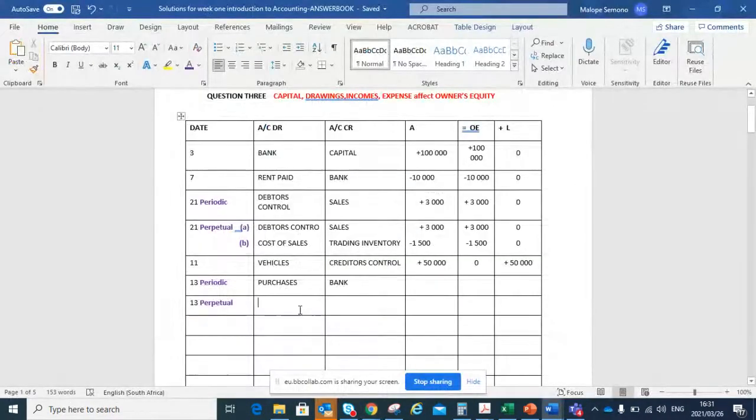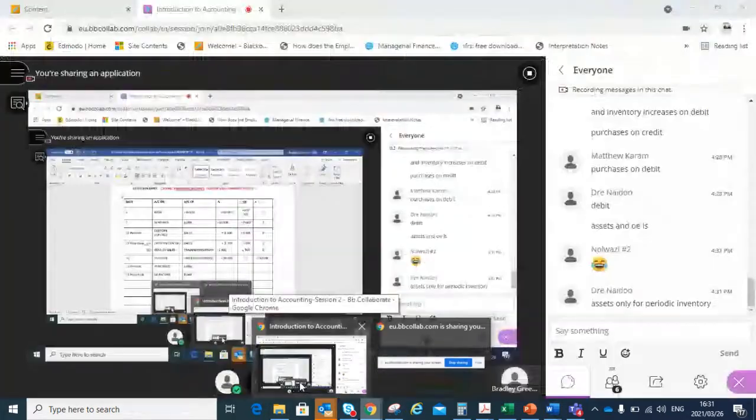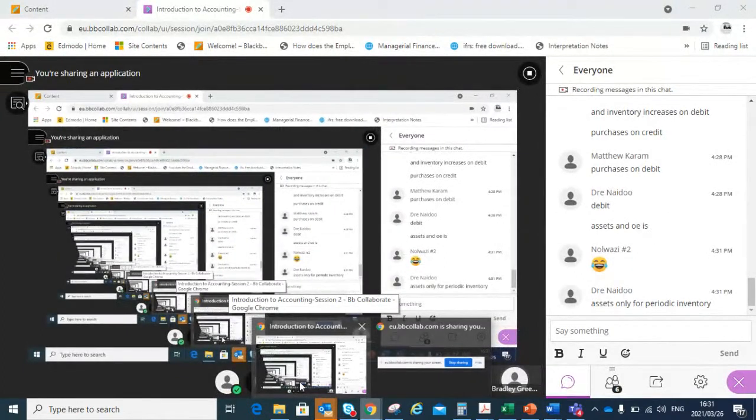I like that. Yes. Let's see. Let me just write this first. I'm going to check the messages. I'm going to have inventory, or you can call it trading inventory. It's up to you. You're still correct. And then I'm still going to have bank. Let me check the messages. You said assets only for periodic. I think if you say for perpetual, I will agree. Assets only. Okay, let's go and check.